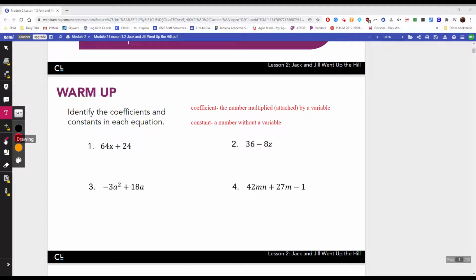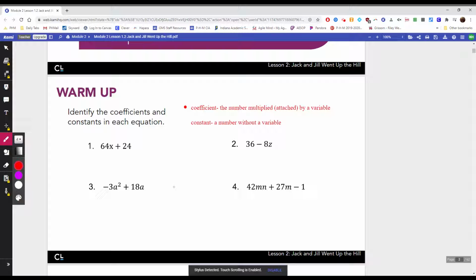All right, let's go through answers here. So what I'm going to do is for the coefficients, I'm going to mark them in red. I'm going to underline them in red. So 64 is the coefficient in number 1. -8 is the coefficient in number 2. This minus sign tells us that this next term is negative.